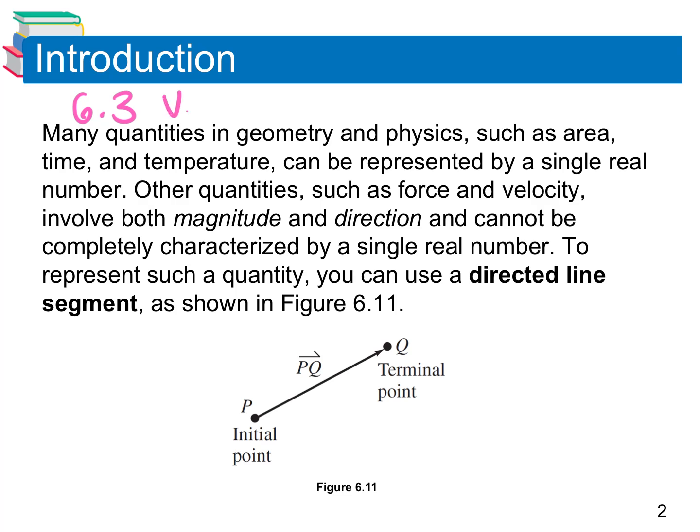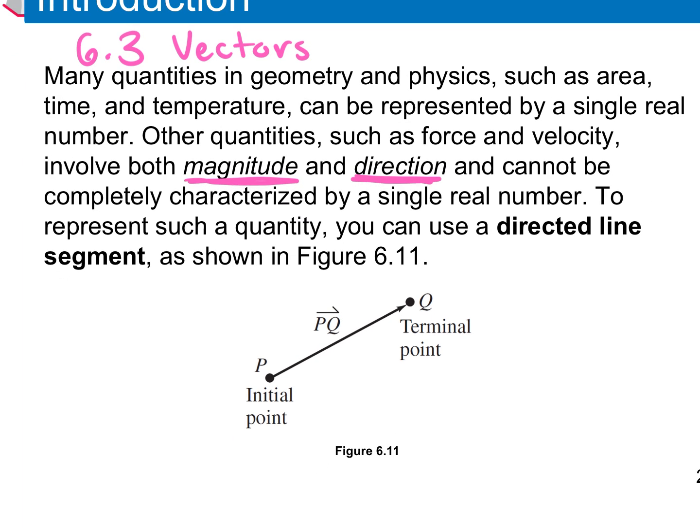All right, 6.3, we're going to talk about vectors. With vectors, we're going to talk about magnitude and direction. Our vectors are going to be a directed line segment. With our vectors, we're going to have an initial point, which is where our vector starts, and then a terminal point is where we end. So our vector has direction from the initial point to the terminal point.